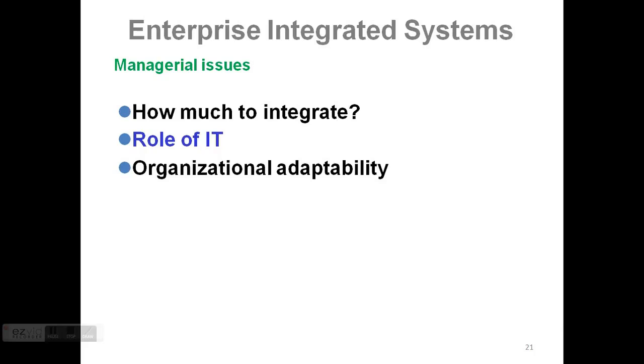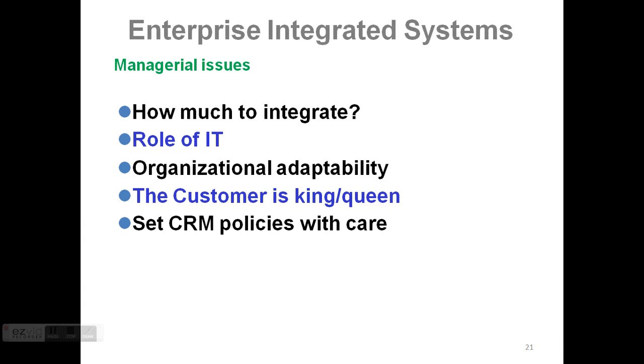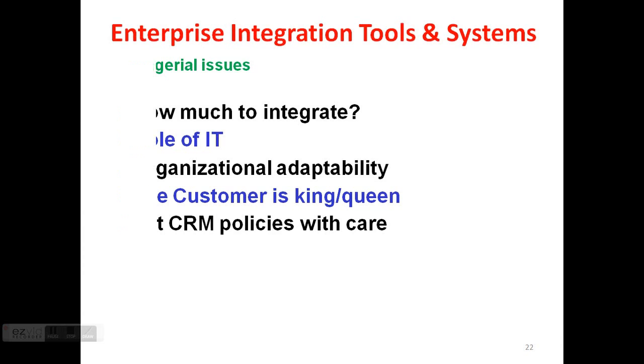Organizations' adaptability, how quickly an organization can adapt to the new integrated systems, is a challenge and an issue that has to be figured out. The customer is king or queen, so everything is about the customer, so we should not get our customer out of sight. As soon as you get the customer out of sight, then the integration or the new development will go wrong. Set CRM policies with care because you are dealing with customers.